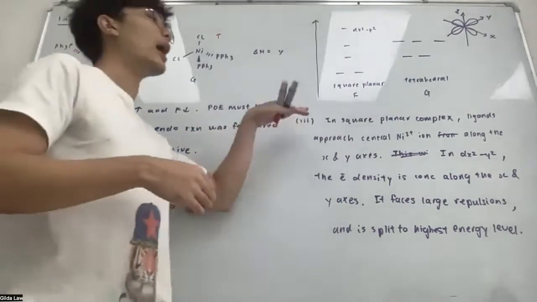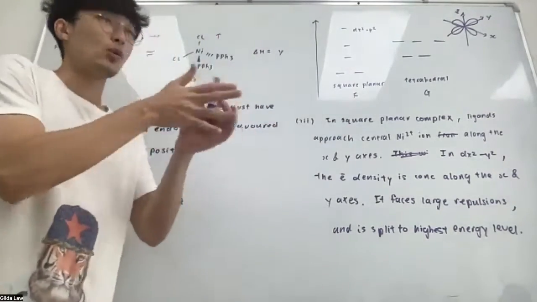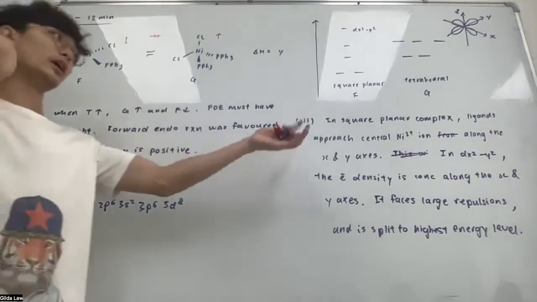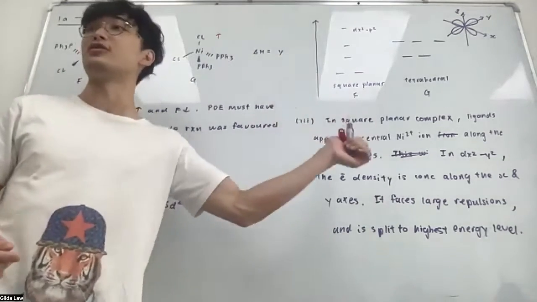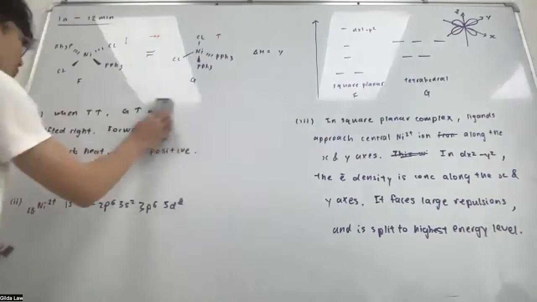But of course, you need to relate it to how the ligands approach the square planar complex. Square planar ligands approach only specifically along these two axes. So I think it's good to know this, because number one, we talked about it before, and number two, if this does come out, at least you know in advance how the ligands are approaching. So just bear in mind. Any questions so far?